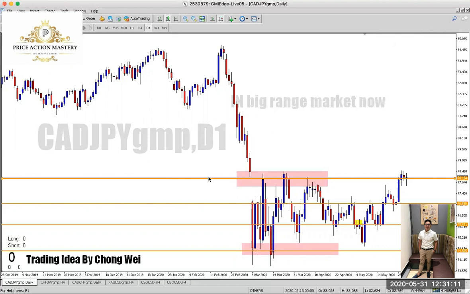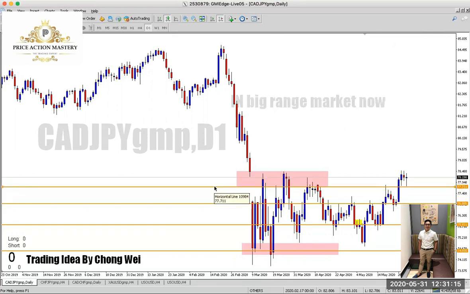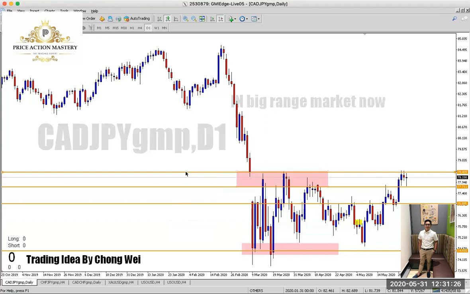So this will be a level here. We're seeing this level, but this level will also have most sellers as well. If you want to be very safe, either you buy at this level or you buy at this level. These will be the two levels to focus on, for CAD JPY.